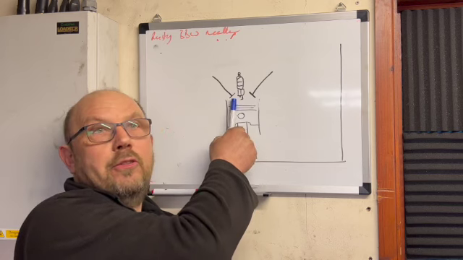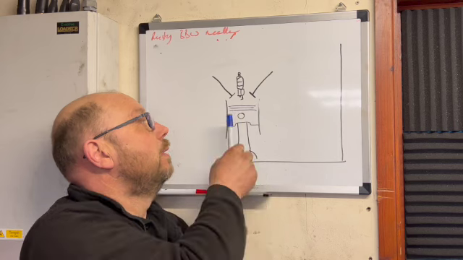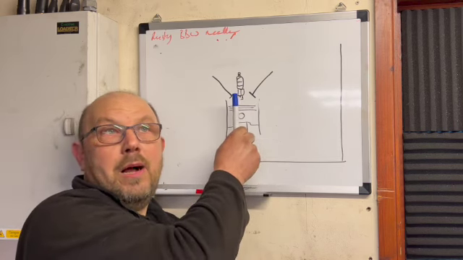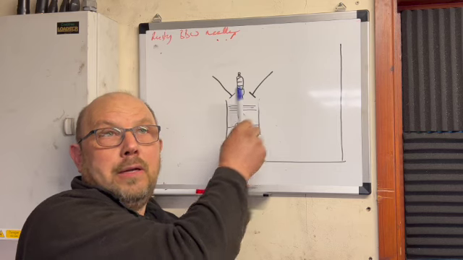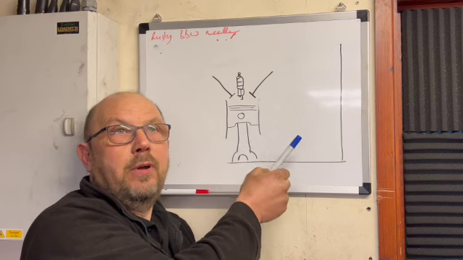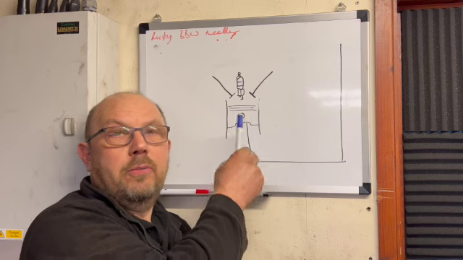We can't set fire to the mixture at top dead centre because it takes time for the mixture to burn. So we have to set fire to the mixture whilst the piston is still on its way up. And that's the critical thing: how much before it's on its way up? Too late, we lose power. Too early, we will lose power and possibly kill the engine.